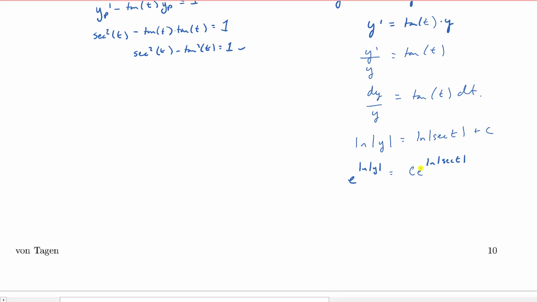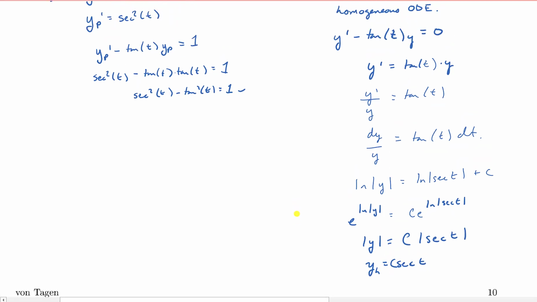Well, we can now equate these two and simplify these two sides using my properties of logarithms and exponentials. So we get c times the absolute value of the secant of t. But notice, because we've got this arbitrary constant here, it's enough just to say that y of t is equal to c times the secant of t, where it could be plus or minus, but it could absorb some of the constant, and likewise over on the right-hand side. Okay, so what did we just find? We just found the family of homogeneous solutions to the homogeneous ODE.